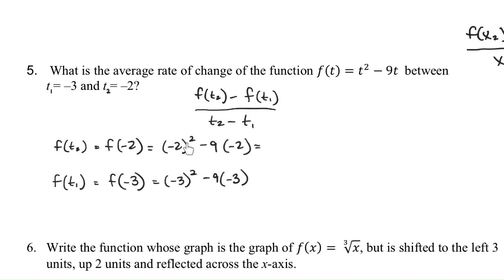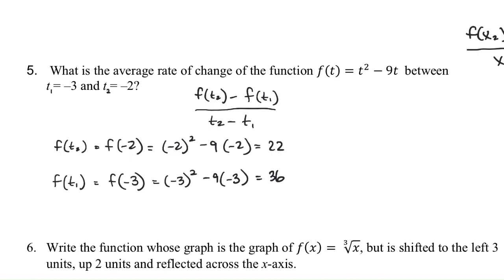so for negative 2, we have negative 2 squared, which is 4. And then negative 9, negative 2 make 18. 4 plus 18 is 22. Negative 3 squared is 9. Negative 9, negative 3 make 27. So 9 plus 27 is 36. So f of t2, or f of negative 2, is just 22.